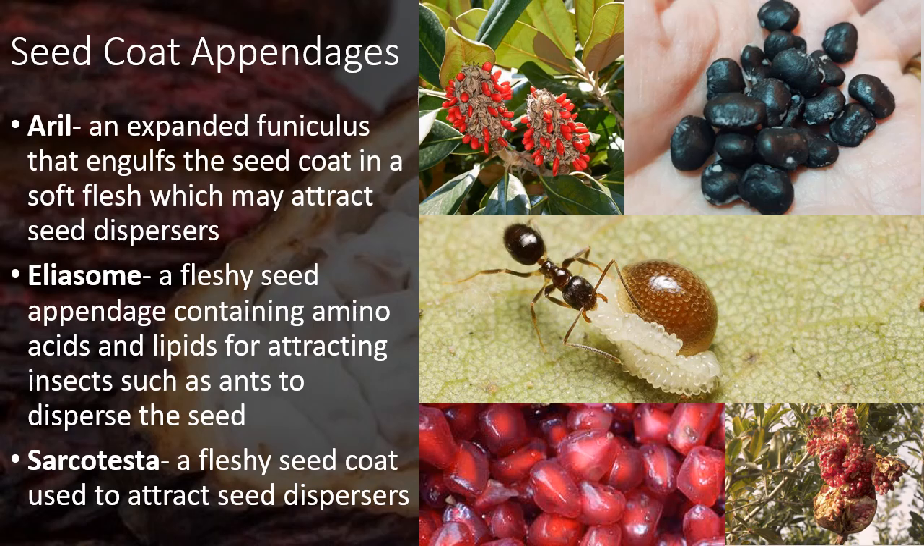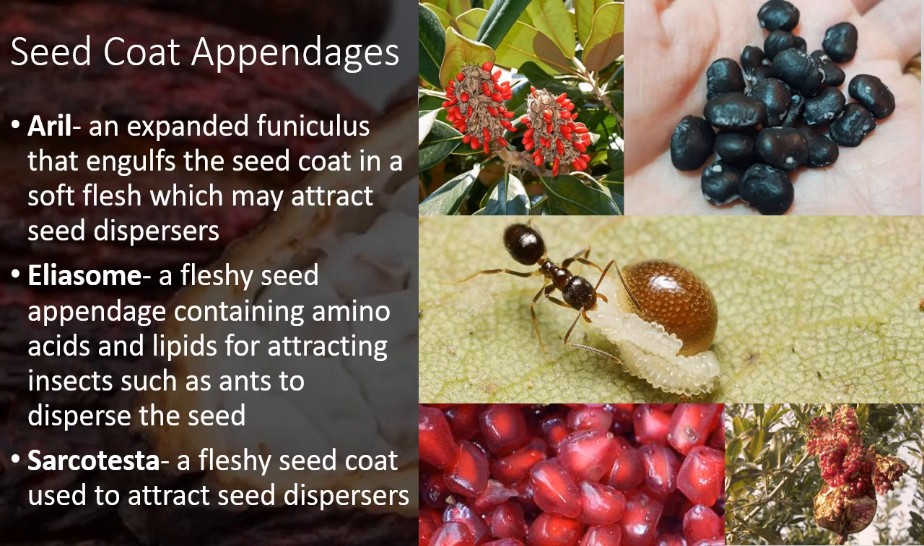An elaiosome is a fleshy seed appendage containing amino acids and lipids for attracting insects such as ants to disperse seeds. So amino acids are the precursors to proteins, and lipids are just fatty molecules like oils, fats, waxes. And ants find these irresistible. A lot of the ant species that disperse seeds possessing elaiosomes are species of ants which are specialized to scavenge the bodies of dead insects.